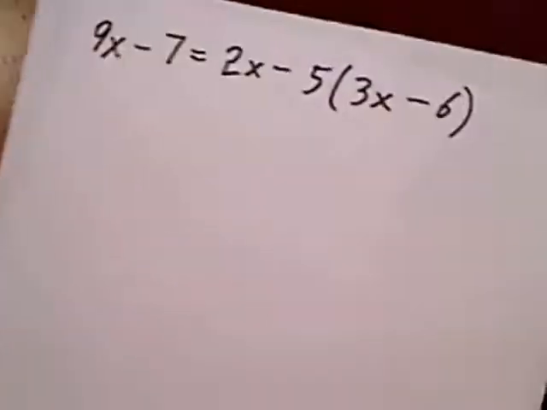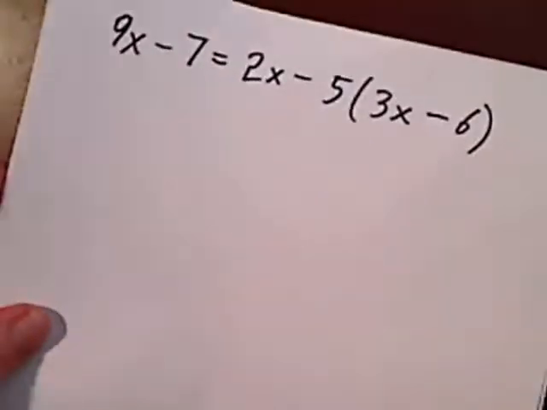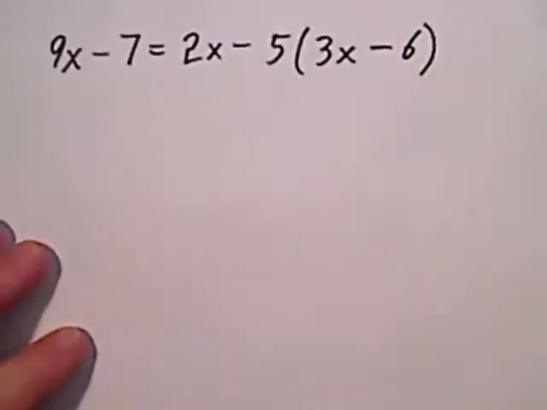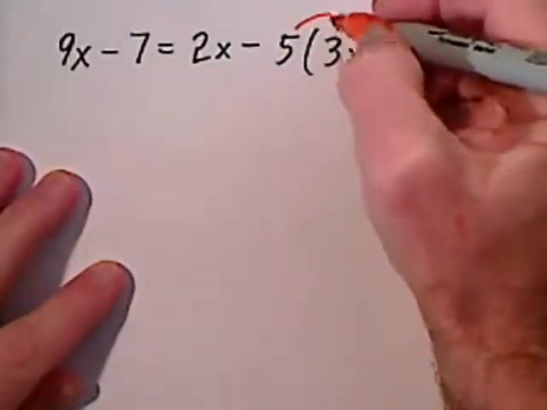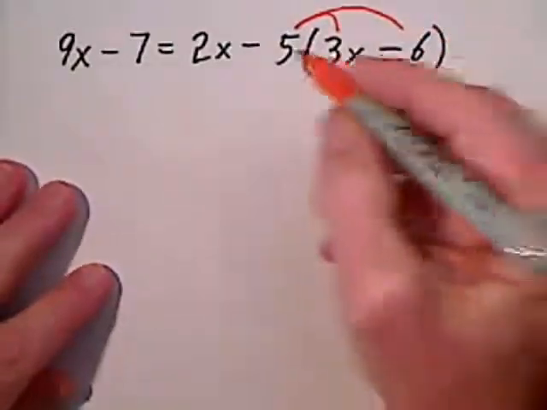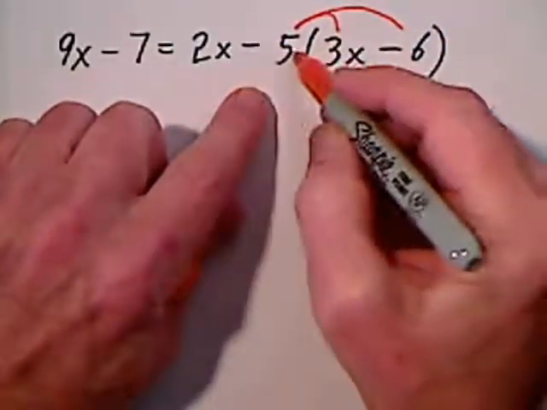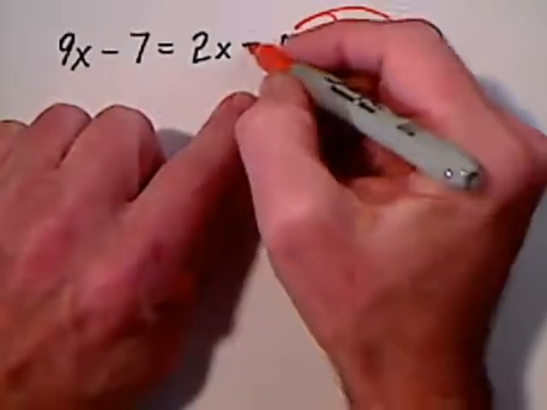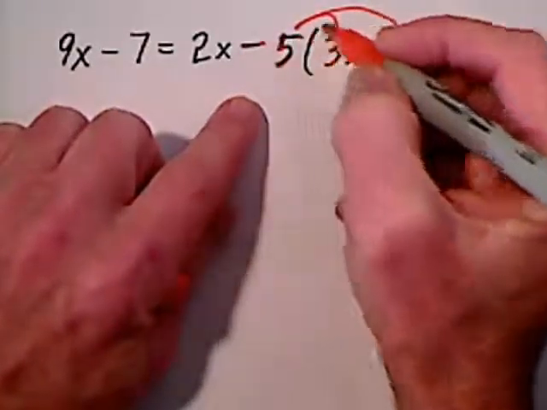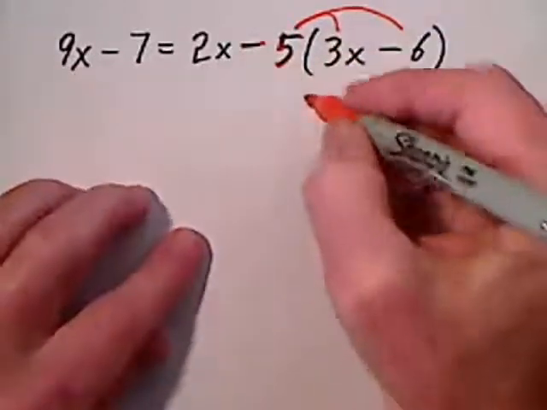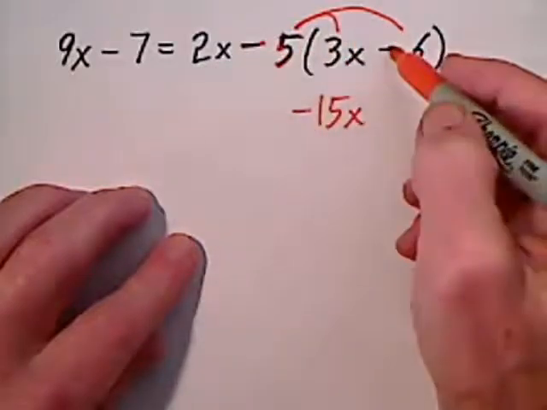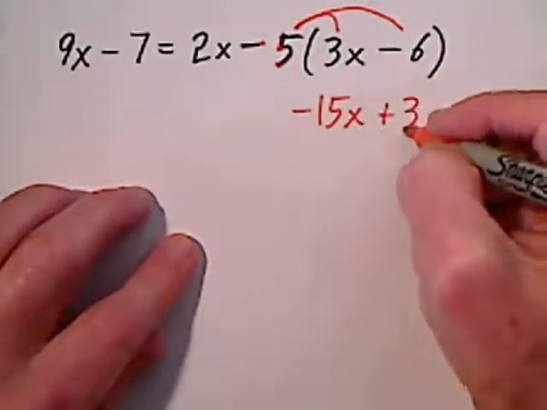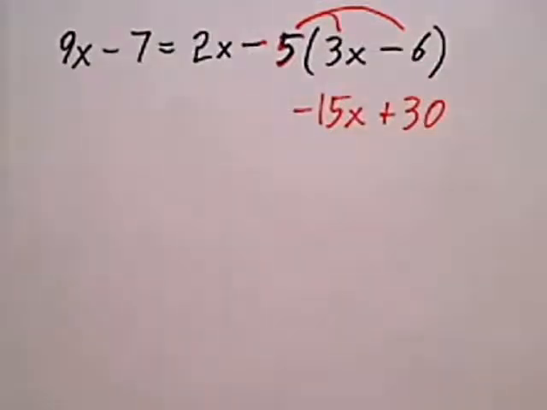The next one we'll try is right here. Again, you'll have to get rid of your parentheses, send in the 5. This is actually a negative 5, okay? So you're sending in negative 5 to each term. Negative 5 times 3 is negative 15. Negative 5 times negative 6 is positive 30.